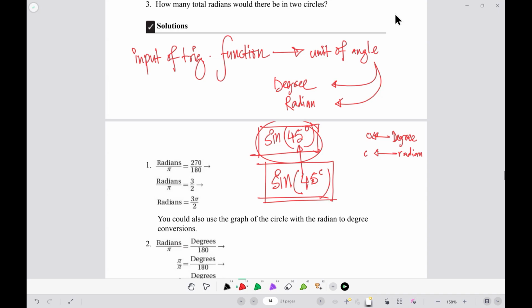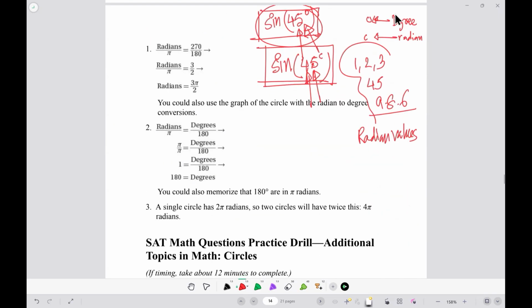Be careful about what they are talking about. Are they taking the value in radian angle or degree angle? And remember, all of the values that we regularly deal with, for example, numbers 1, 2, 3, 45, 98.6, these are all radian values. I think these things are really going over your head.